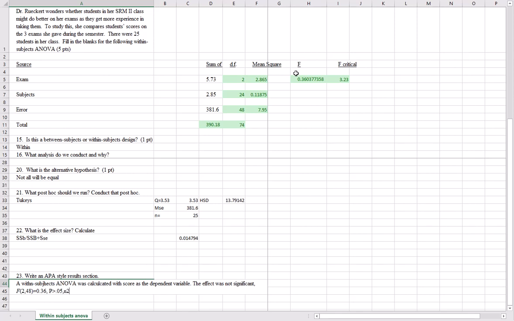we'll call it eta squared equals 0.015. But again, we don't have to calculate that unless it's actually significant. No post hoc was necessary as the results were not significant. That is all for our within subjects ANOVA. Take care.